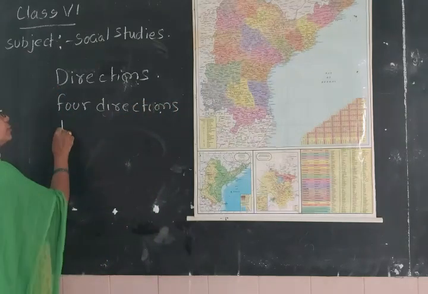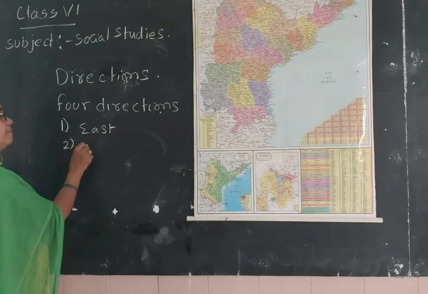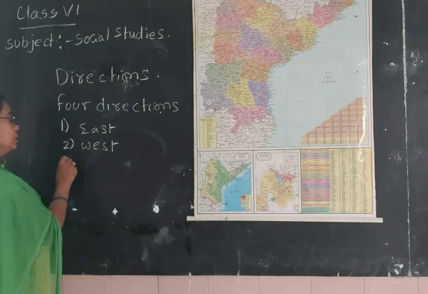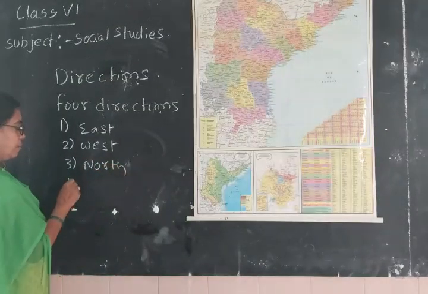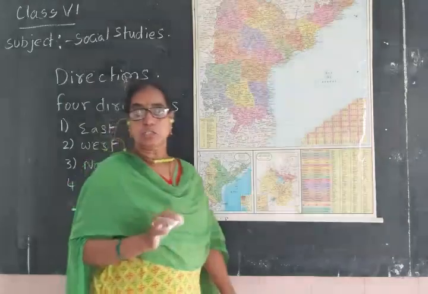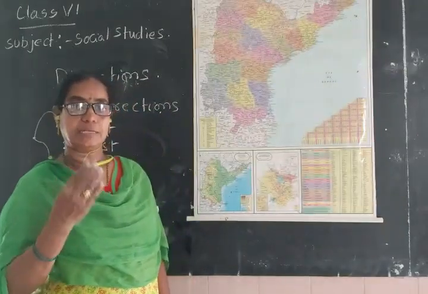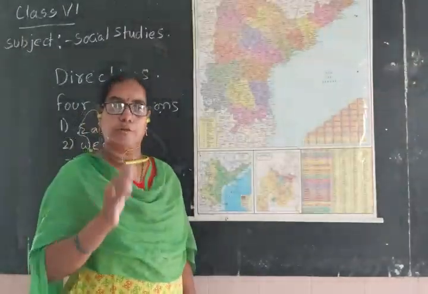Okay, the first one is east, and then west, third one north and fourth one south. These directions you know very well. Okay, four directions are there: east, west, north, south.